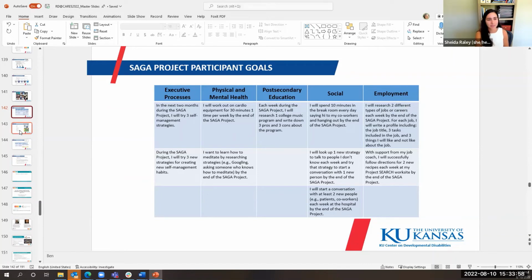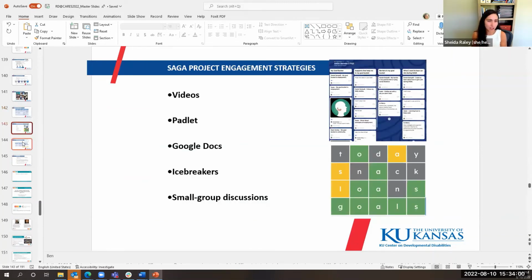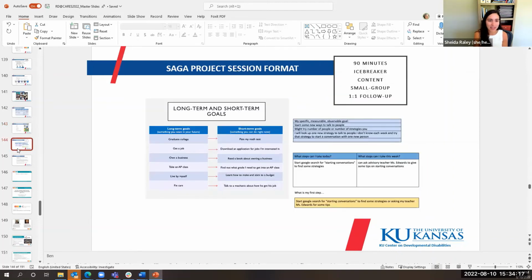Next slide. I won't talk about it too much, but we used a variety of engagement strategies while we were virtual. Videos, we used Padlet for engagement, Google Docs, icebreakers, small group instruction. We made our own Wordles because that was really exciting at the time and new. Next slide. And so these are some of the things that we talked about, just to pull out some examples. So we talked about what are some of the differences between long-term and short-term goals.